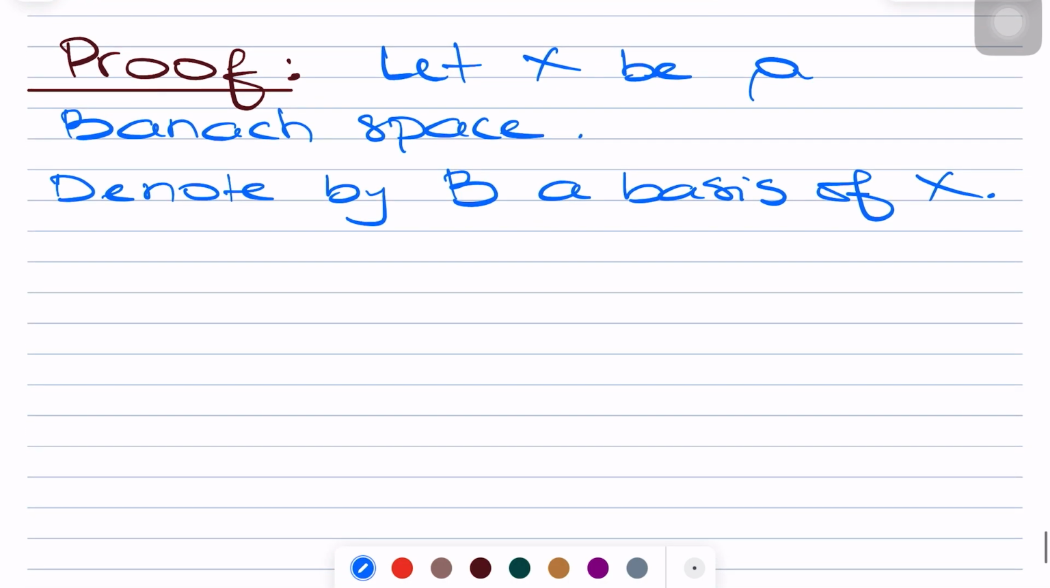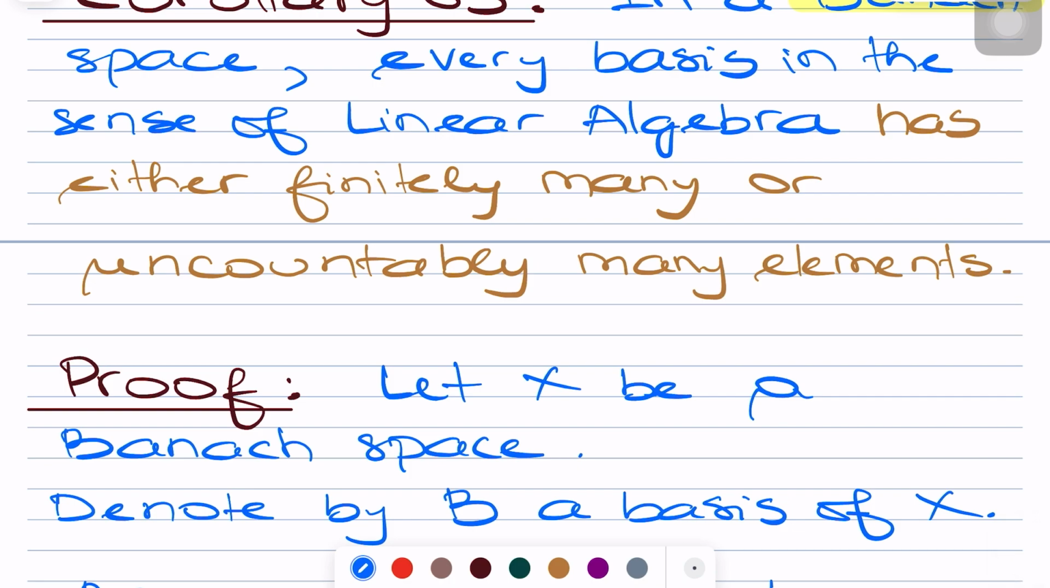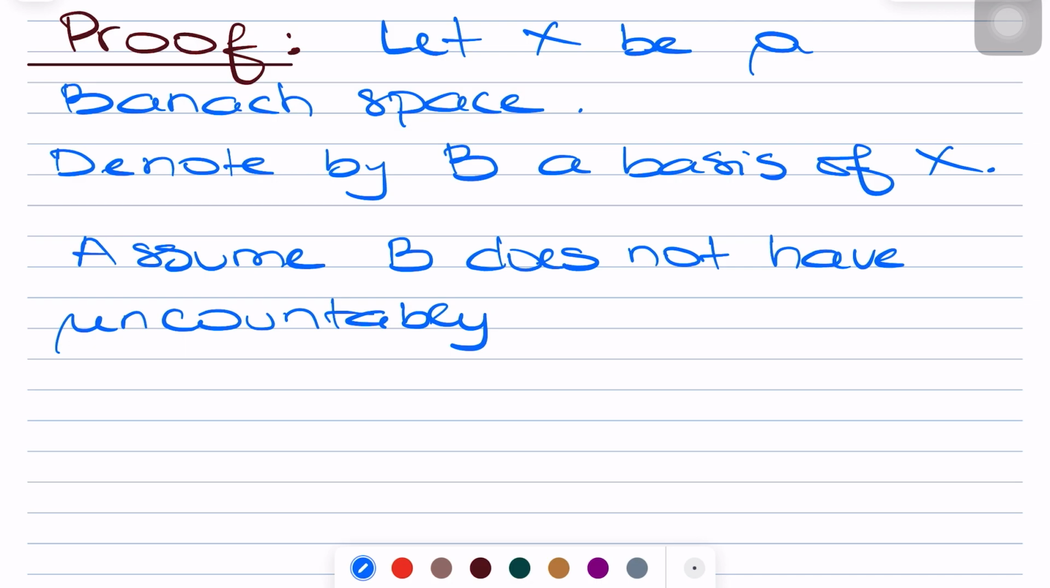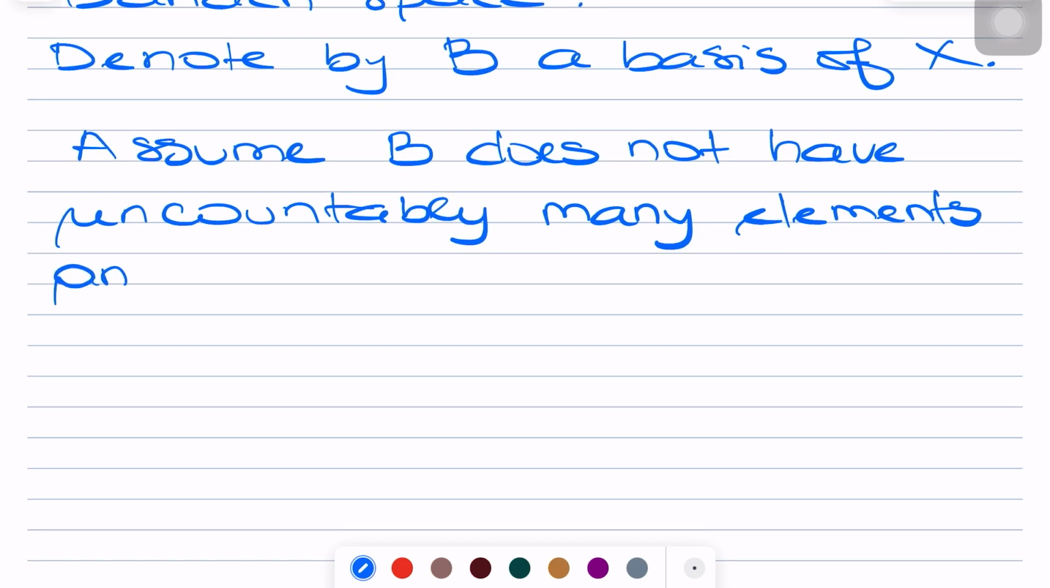So assume B does not have uncountably many elements. If you want to show such an assertion, that B has either finitely many or uncountably many elements, you assume that one is false and then show that the other one is necessarily true. That is basically how to go about such a proof. So we assume that the other assertion is false, and let's prove that B is necessarily finite.